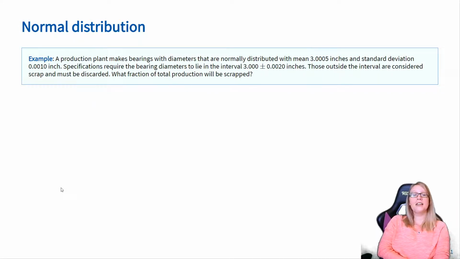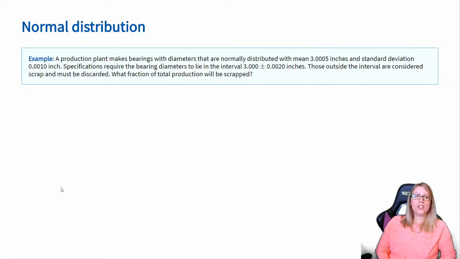Let's take a look at another example. The normal distribution is often used in manufacturing processes to describe the variation from run to run of a particular process. So we have a production plant that is making ball bearings with diameters that are normally distributed with mean 3.0005 inches. So the precision here is out to about 4 decimal places, and standard deviation 0.001 inch.